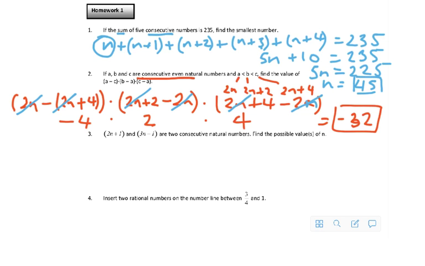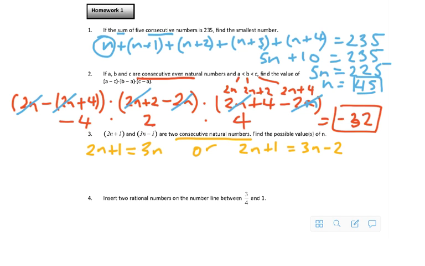Okay, so in the third question, we're given that these are 2 consecutive natural numbers, so that means that these are one number apart. There's a couple of different ways we can go about this. The first number here could be one higher or lower than this number. So one lower would be 3n, or we could say that 2n plus 1 is one higher. So one lower would be 3n minus 2.